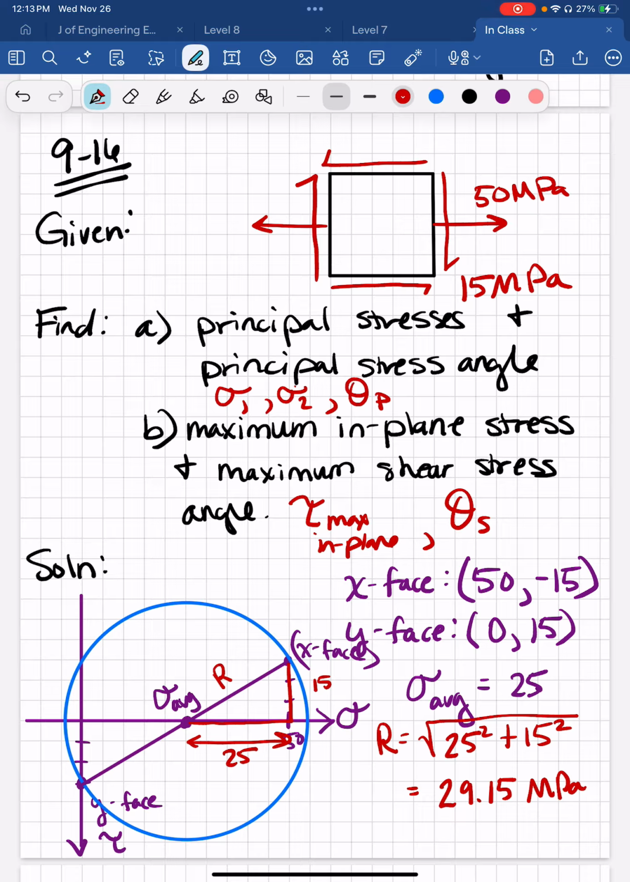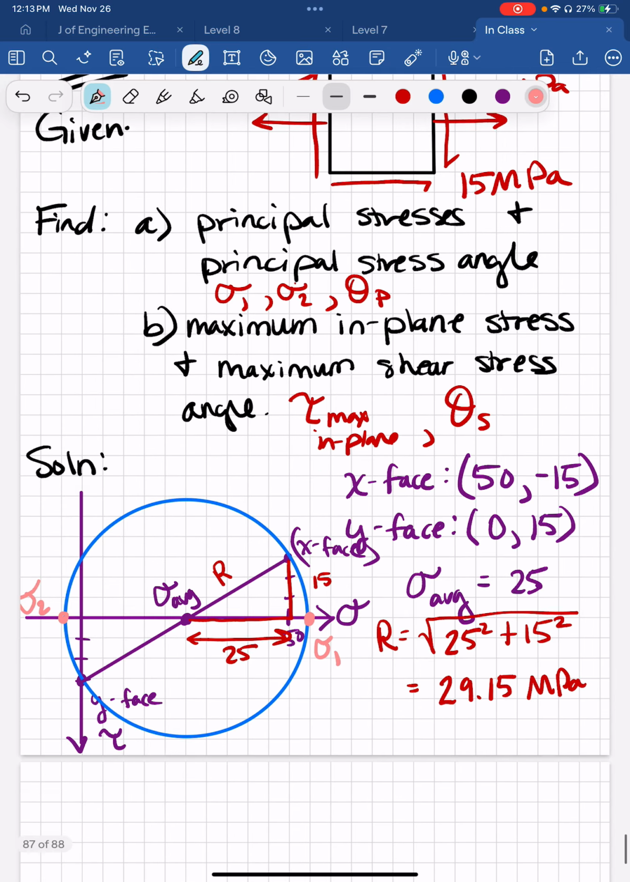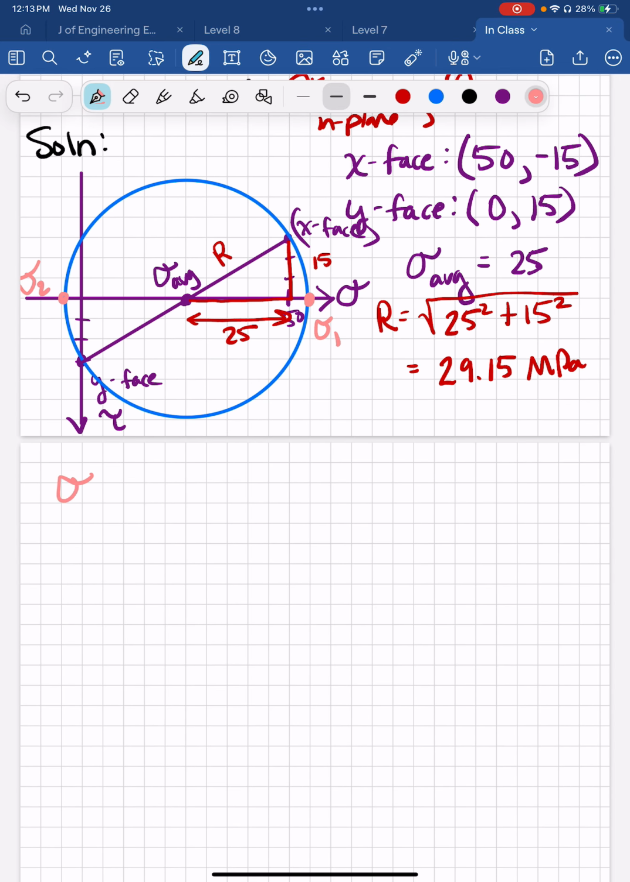And so now we know that. Now we can find stress 1, which will be right here, all the way to the right, and stress 2 is all the way to the left. I'm going to move down the page. Stress 1 is going to equal, so the distance between here and here is also 25, so it'd be 25 plus 29.15. That gives us 54.15 megapascals for stress 1.